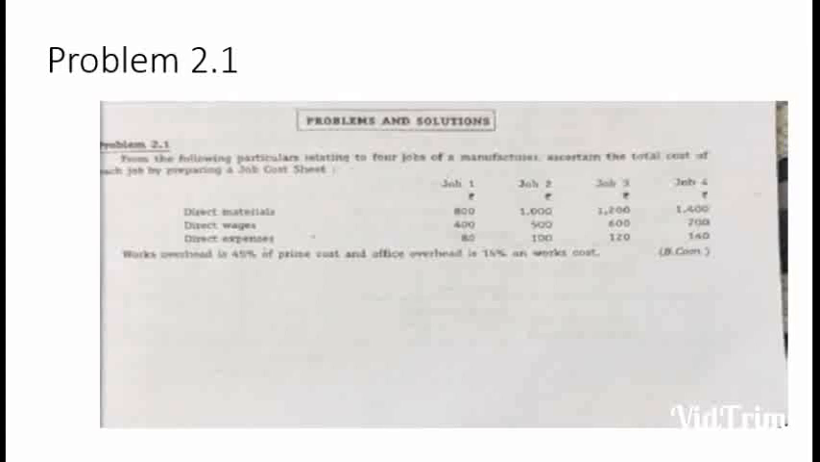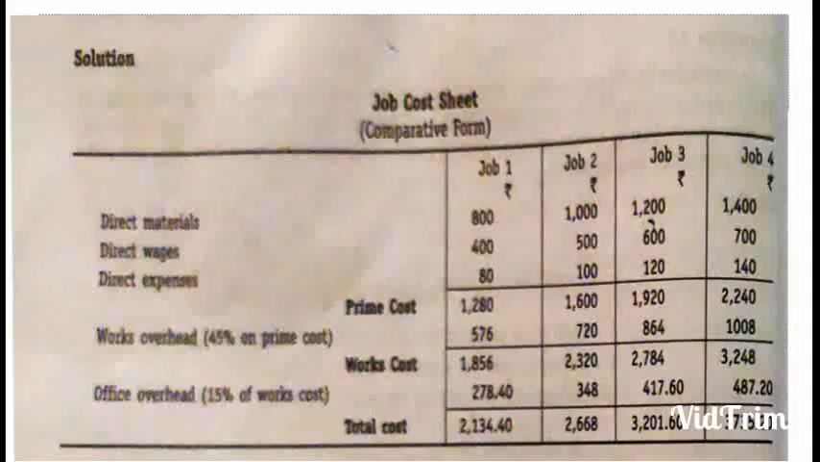Okay, let's look into the problem. So this is the solution. So let's go one by one here. Job cost sheet, as it is 4 different jobs, you're going to do the comparative analysis. So it is called the comparative form. So what is the question given?